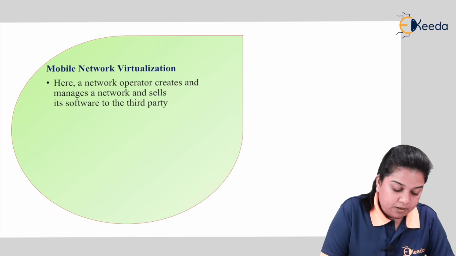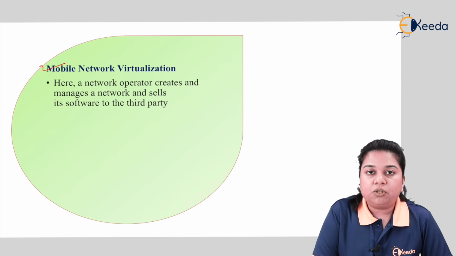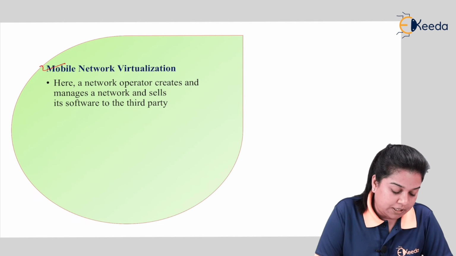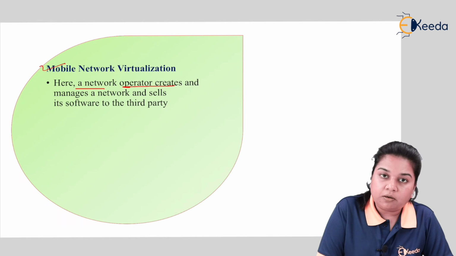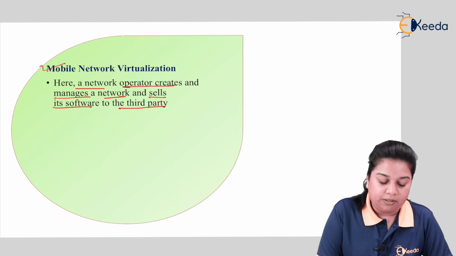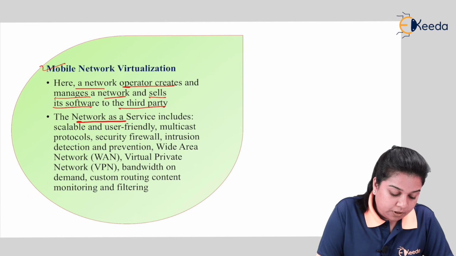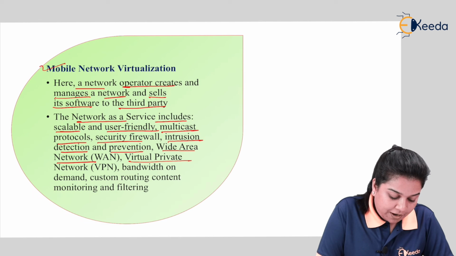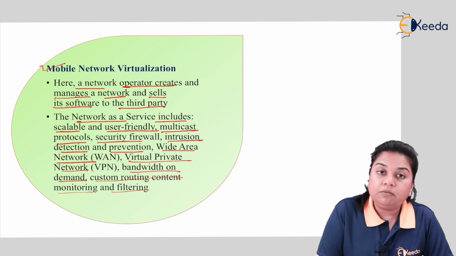Then another thing here is mobile network virtualization, or the third service model of network as a service is mobile network virtualization. Here a network operator creates and manages a network and sells its software to the third party. The network as a service includes scalable and user friendly multicast protocols, security firewall, intrusion detection and prevention, wide area network, virtual private network, bandwidth on demand, custom routing, content monitoring and filtering.